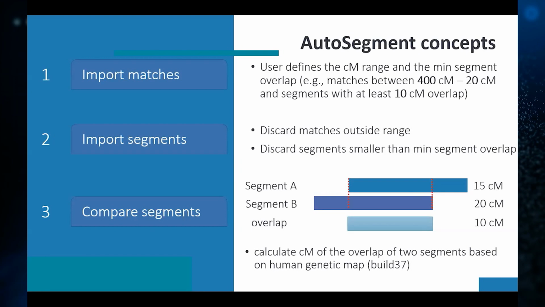And then we compare every segment to every segment in our database. So if you have a segment of 15 centimorgan, for instance, the first segment A, and we have a segment B, if they have an overlap, we calculate the overlap with a genetic map. If that overlap is the same or higher than the minimum defined overlap, we keep it.